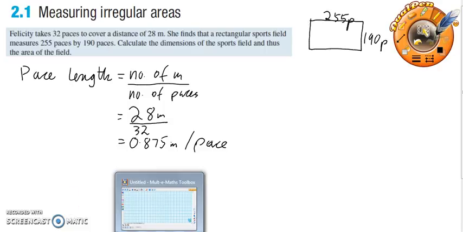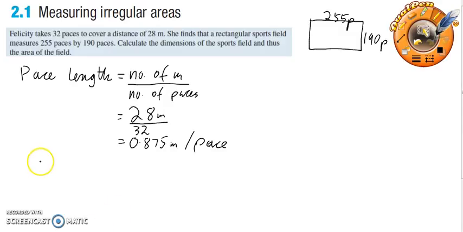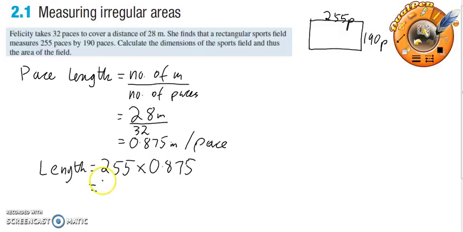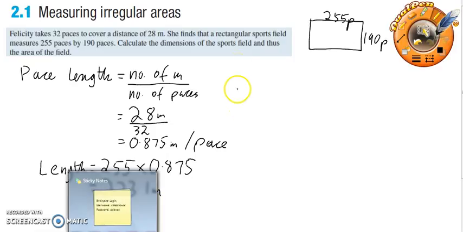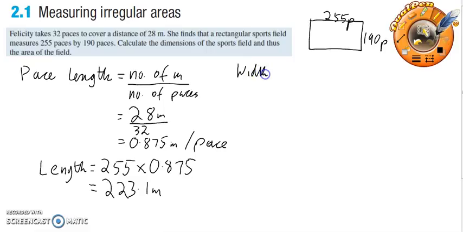So now we've got this information, we can convert and make a diagram we can use. So when we look at this, we can say that the length of the field is 255 paces, and we can multiply it by 0.875, and we get 223.1 metres. The width is going to be 190 times 0.875, and we're going to end up with 166.3.